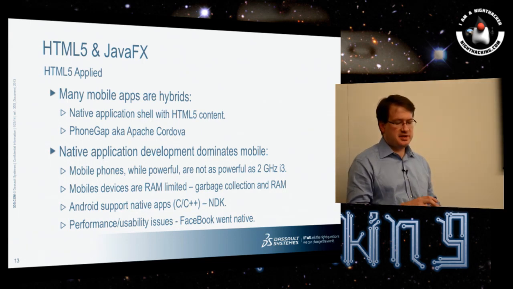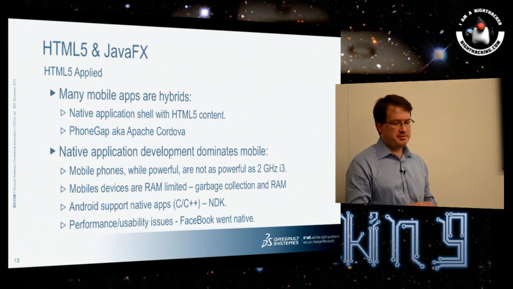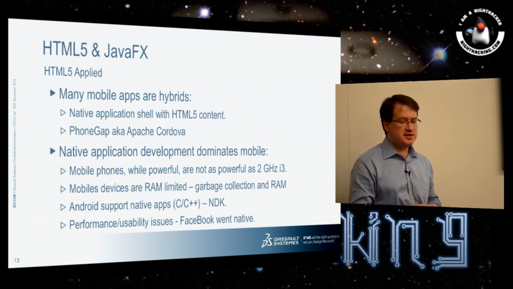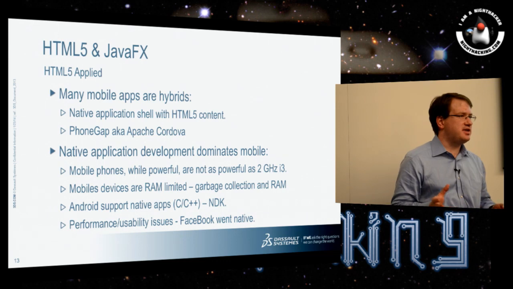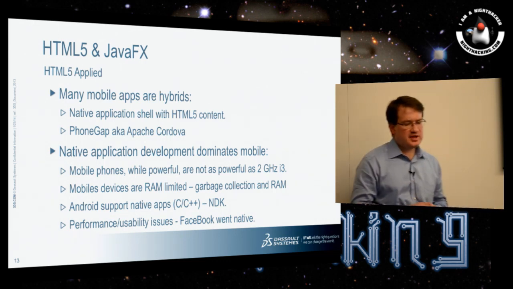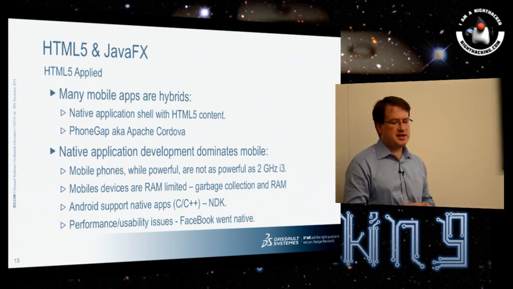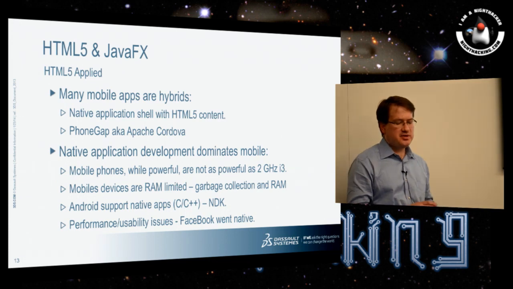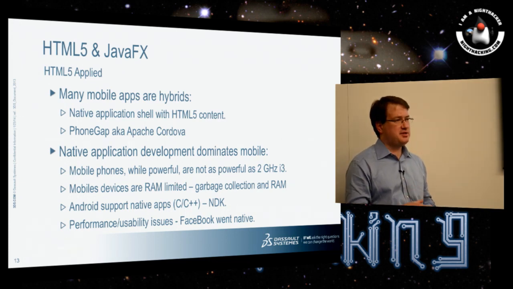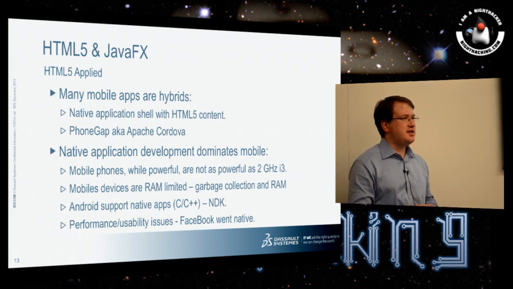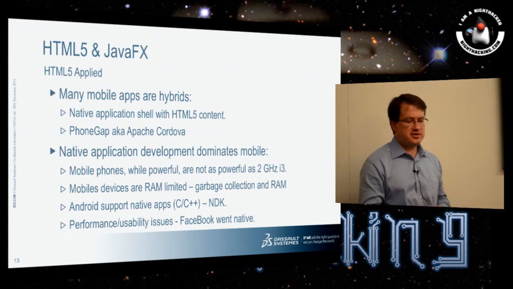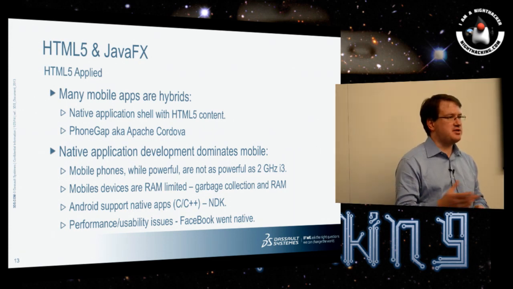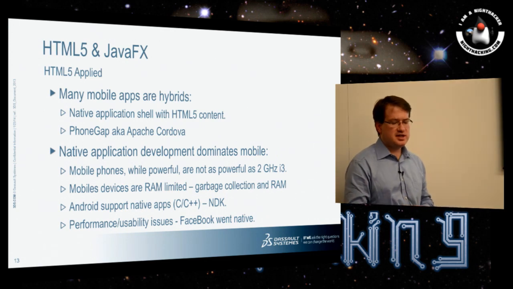Native application development still dominates mobile. Mobile phones, while powerful, are still not as powerful as a 2 gigahertz i3. Devices are also RAM limited, and that gets into JavaScript, where it does provide garbage collection. If you're developing for iOS, you're writing native Objective-C code. For Android, you're going to be working in C or C++ if you're not using their Java-based stuff, so you can actually write C or C++ code using the NDK.